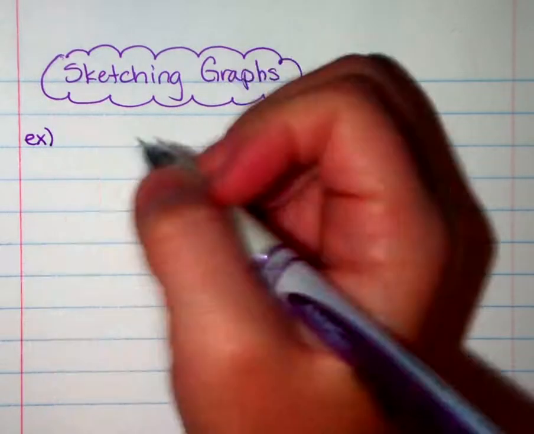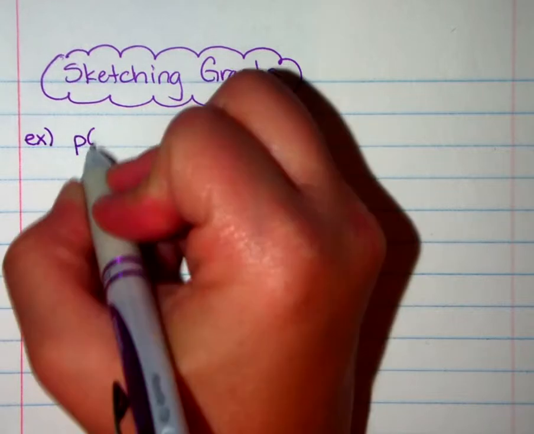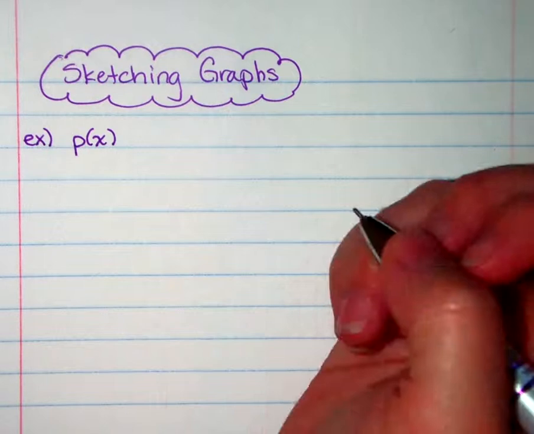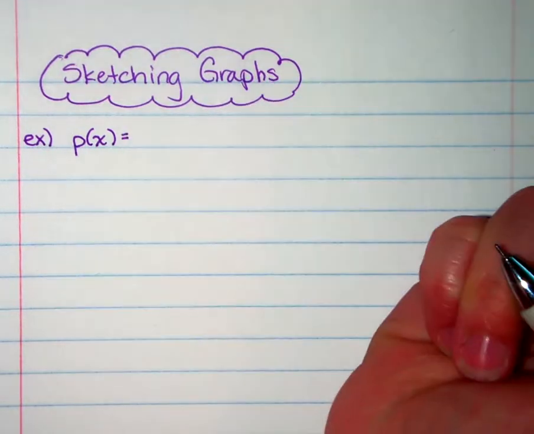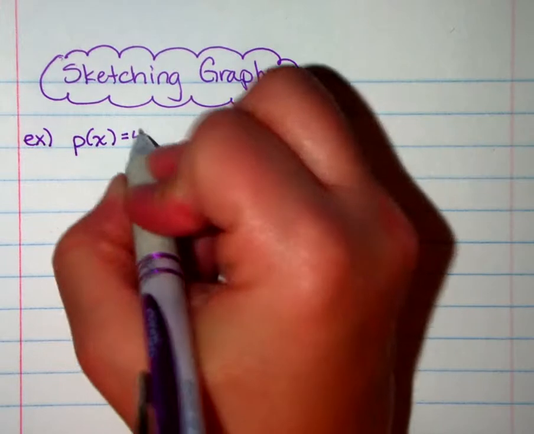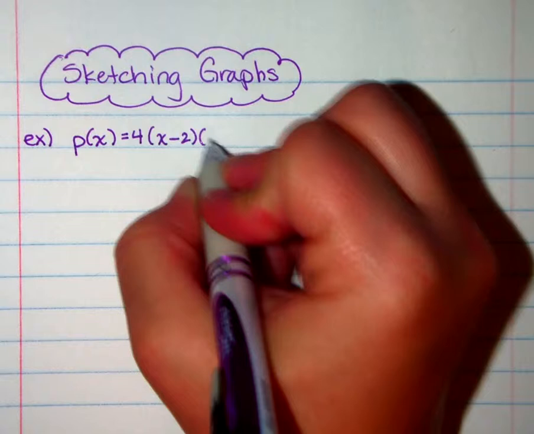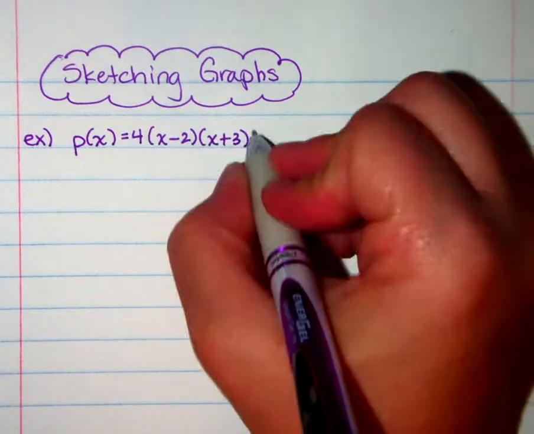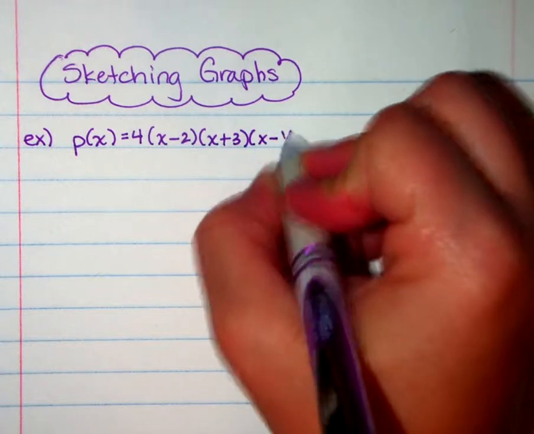We can call our function y, f of x, g of x, whatever the name of the function is. That's the name of the function that we're going to continue to use. So let's look at a function p of x equals 4 times x minus 2 times x plus 3 times x minus 1/2.